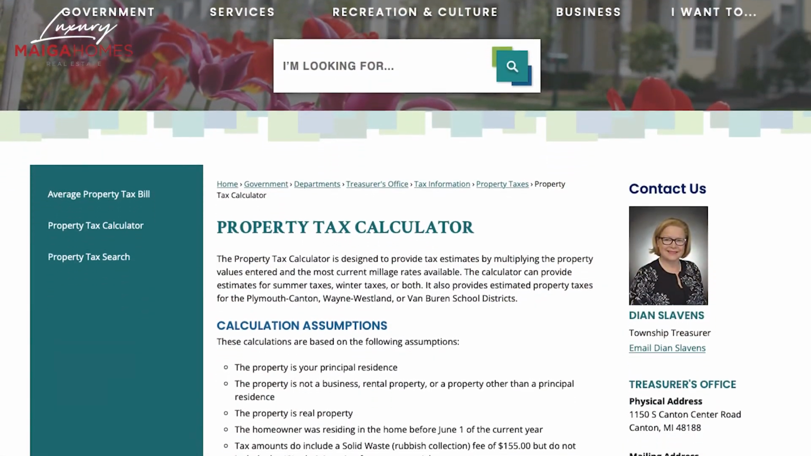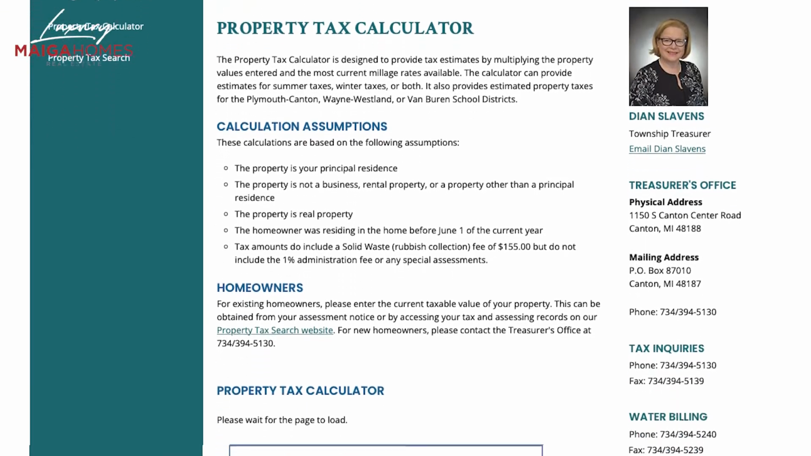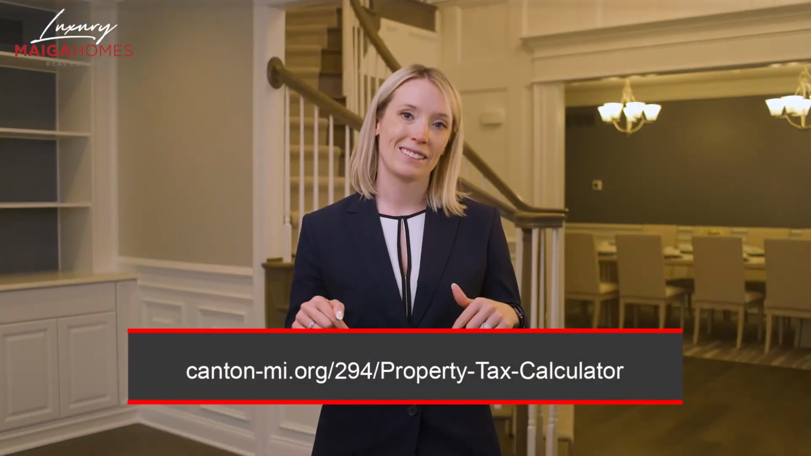You'll need to know the assessed value of your property. Remember that it's 50% of the true cash value of the property, the county where your property is located, and the assigned school district in order to use it. If you're looking exclusively in Canton, the township also has a property tax calculator on their website, which you can use as well. You can find that link here.